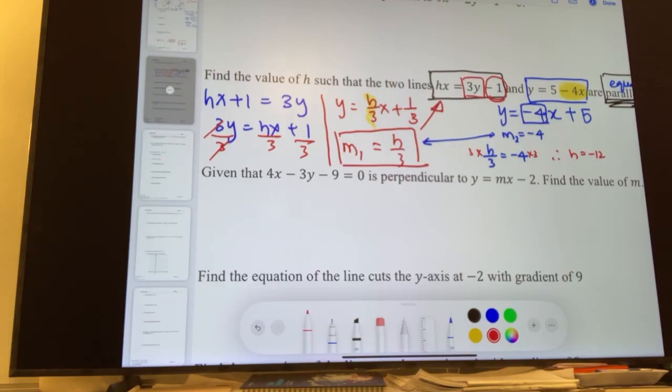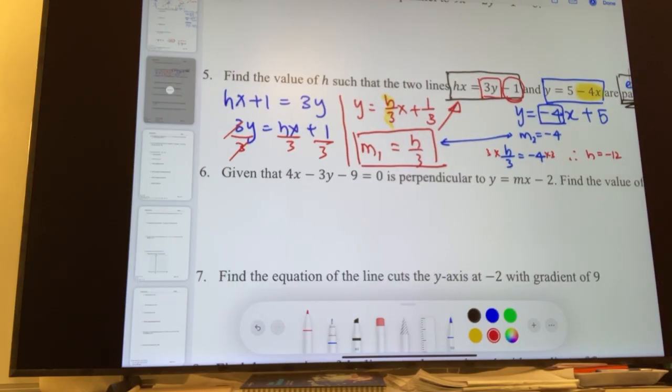So the question before was talking about parallel, and now this one, the word will be perpendicular. Is that right? Perpendicular also we are dealing with gradient. So first thing first, let's fix up the gradient for this one. So what should you do? Rearrange the equations, make y the subject.